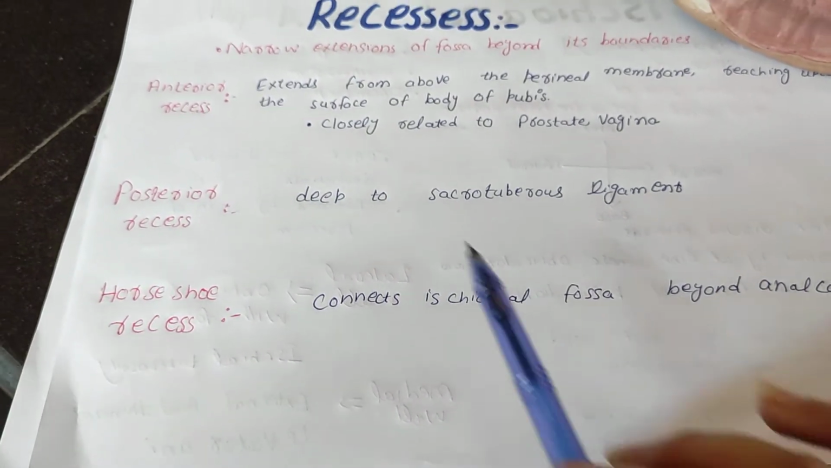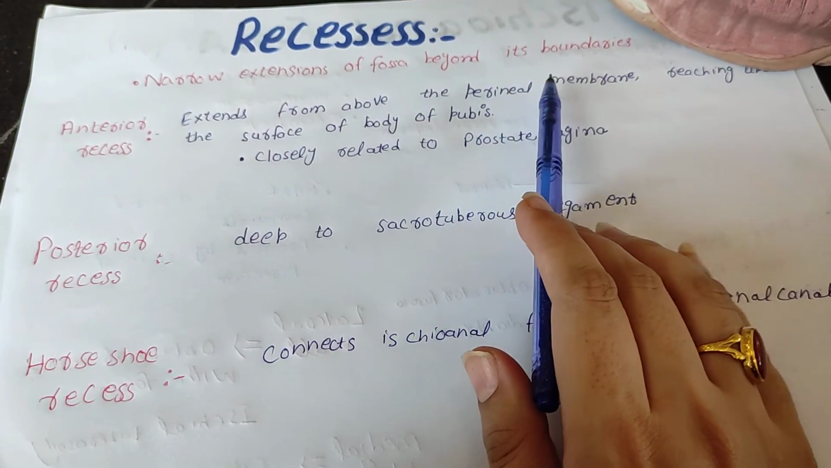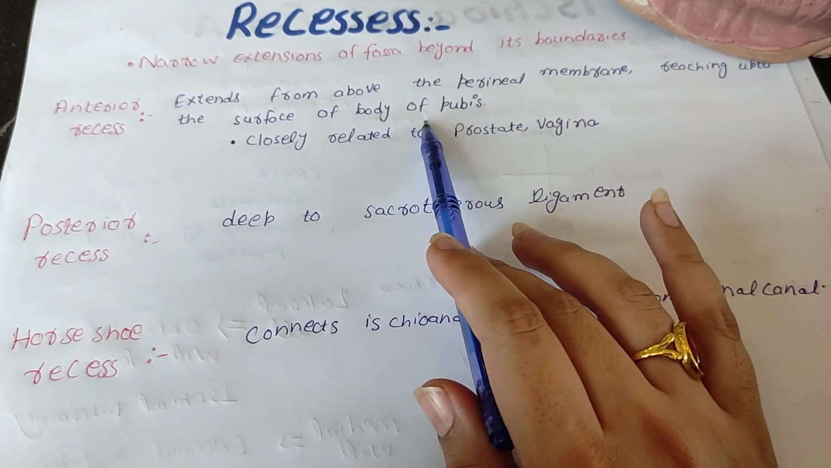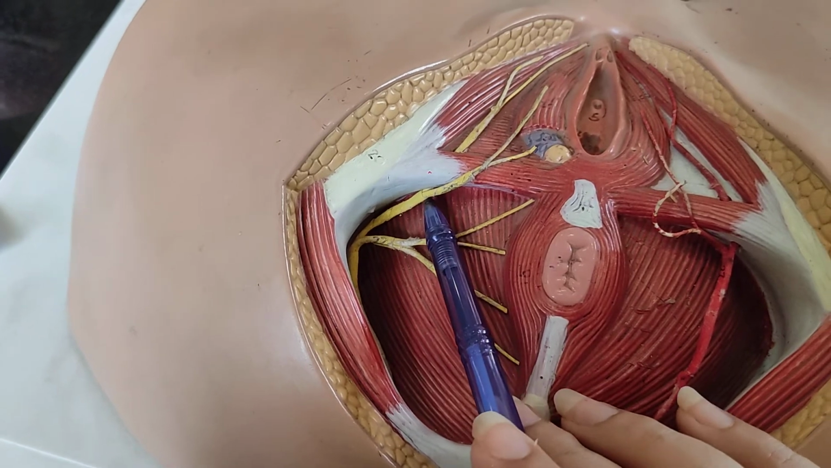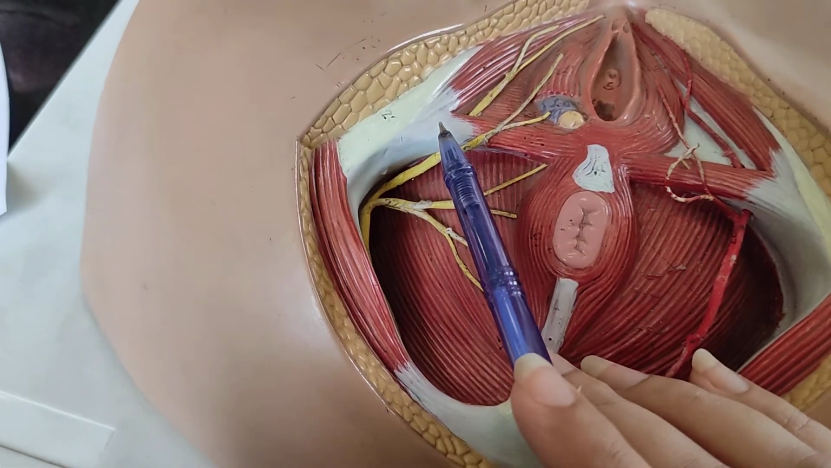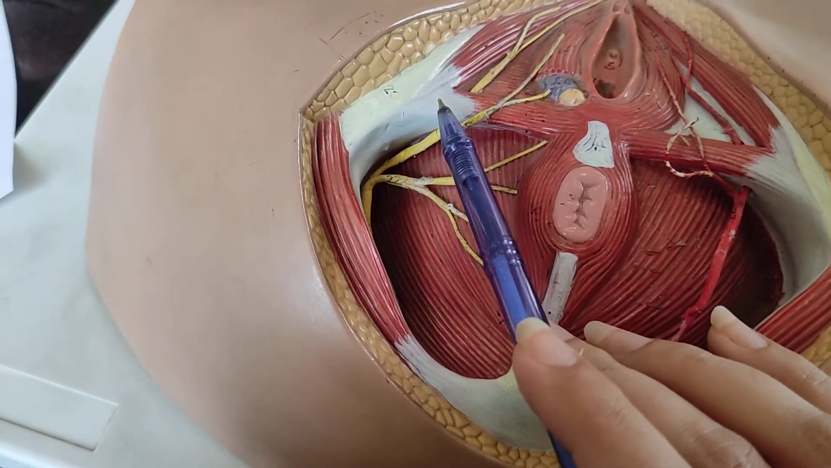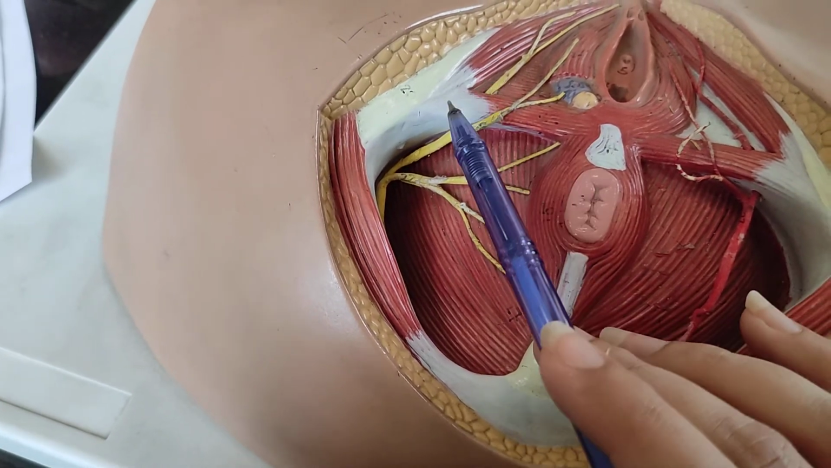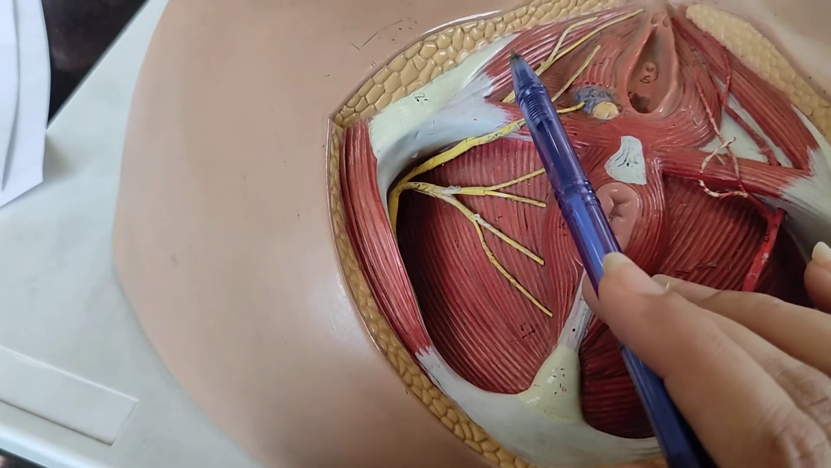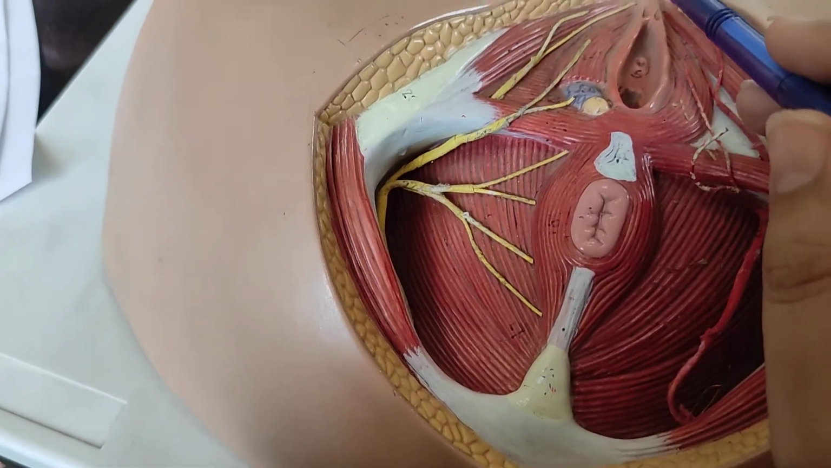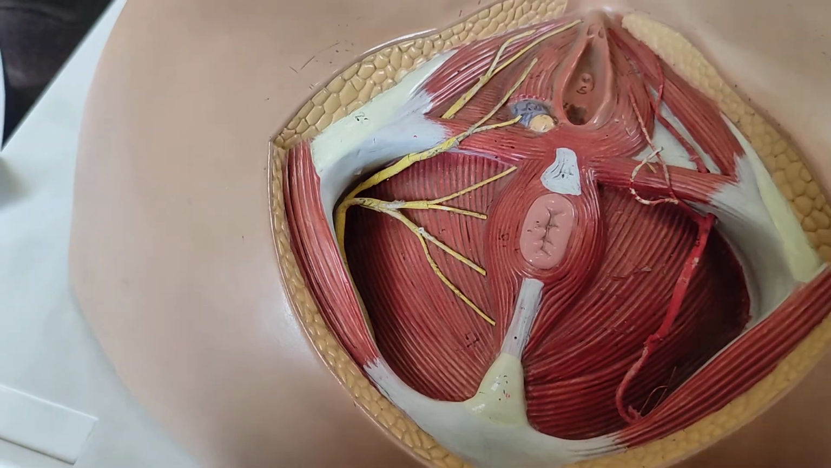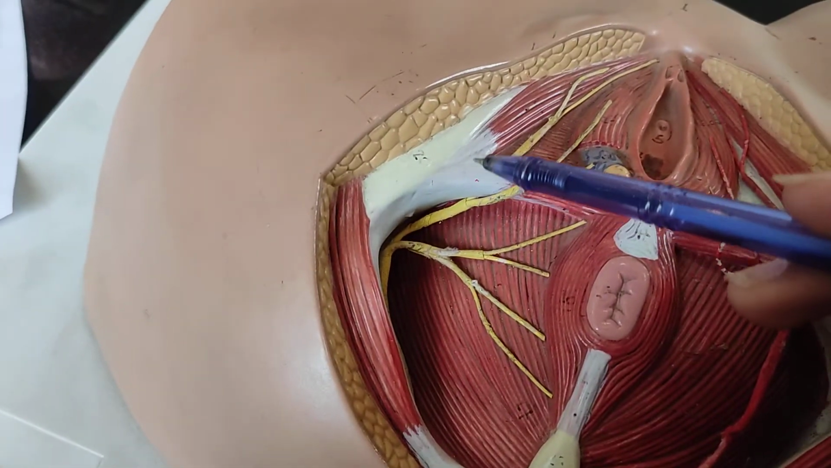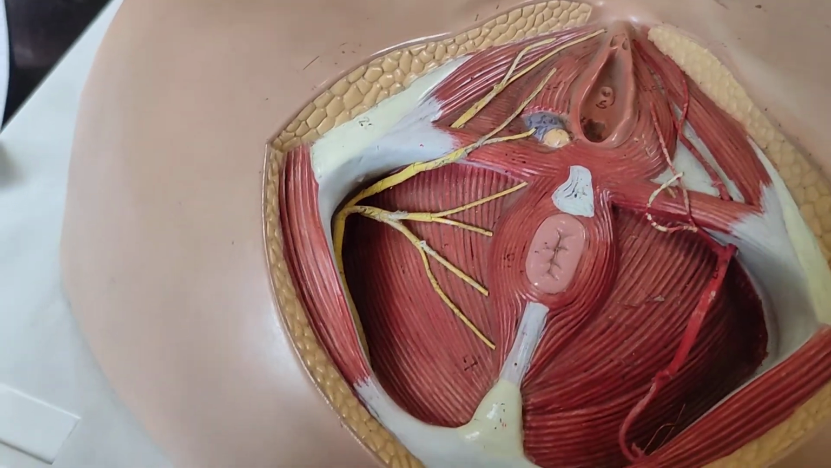So the anterior recess is the one which extends from above the perineal membrane reaching up to the surface of the body of the pubis, and it is closely related to the prostate and vagina. So they say that the anterior recess should be formed here, and it extends from above the perineal membrane. These recesses are extensions, so this will extend above the perineal membrane reaching up to the surface of the body of the pubis, and they are related to the vagina in females and prostate in males. So that anterior extension is going upward towards the urogenital region.